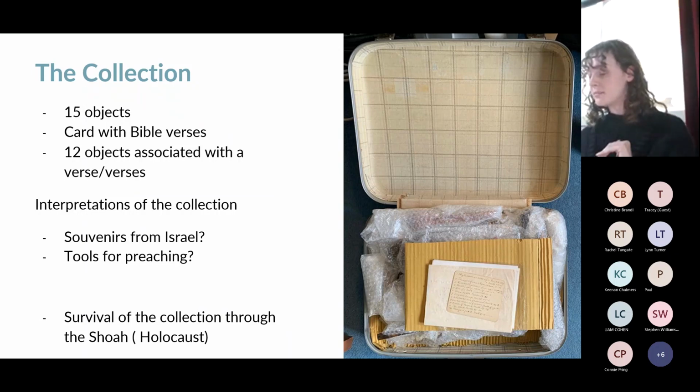And another aspect of this collection that makes it quite remarkable is the survival of these items associated with Judaism and Jewish life through the Holocaust. They are fairly well preserved objects coming from the late 1800s, early 1900s, and because of their preservation in England at the time, we still have great examples of Victorian Judaica.